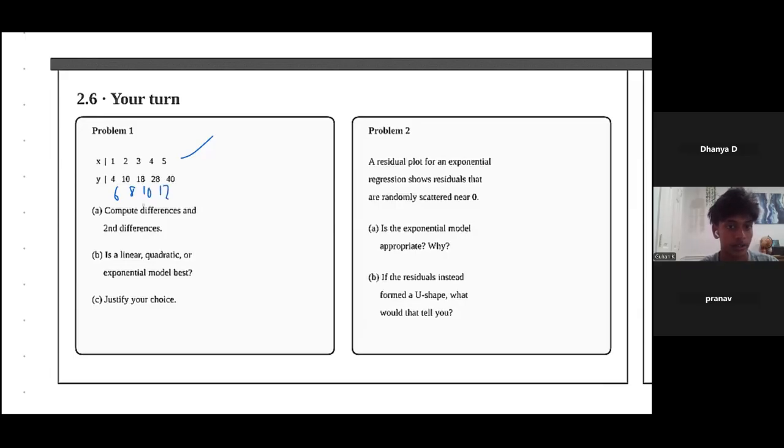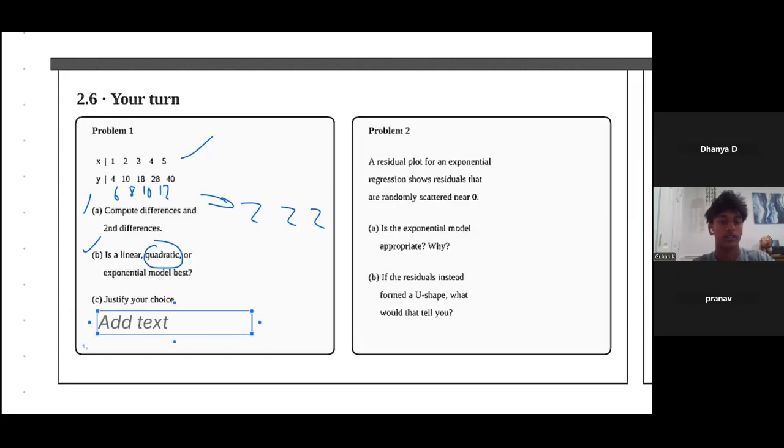Now let's compute the second differences. Okay, I'm going to write them here since we have space there. 8 minus 6 is going to be 2. 10 minus 8 is also going to be 2. 12 minus 10 is also going to be 2. So all the second differences are constant. So therefore, it's a quadratic. We know that if the second differences are constant, then it's a quadratic, right? So we computed that, and then we said it's quadratic. It is a quadratic because the second differences are constant.